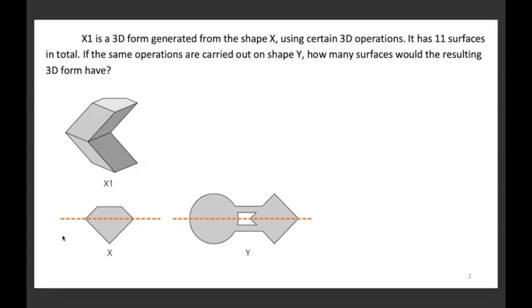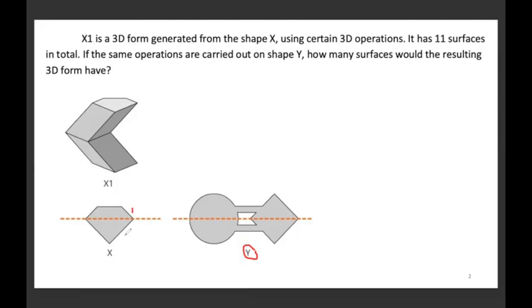So here we are given an axis along which we are performing a 3D operation. As you can see, X becomes X1. And we know X1 has 11 surfaces. We first have to guess how the 11 surfaces actually came. Then we can perform that same operation to guess the number of surfaces that this shape would generate.